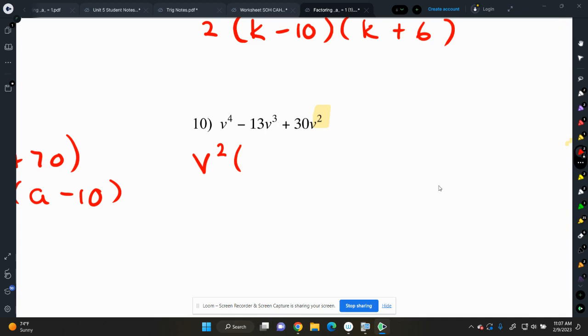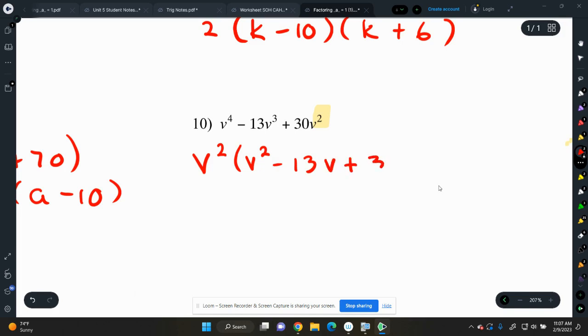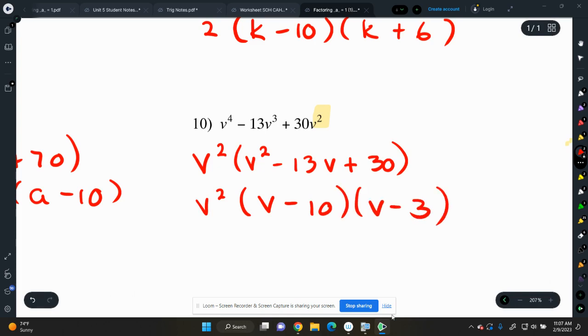Jacob, what's left? Okay. Minus 13v plus 30. Good. Plus 30. Excellent. Okay. Wyatt. How'd you factor that? Negative 10 and negative 3. All right. v minus 10, v minus 3. And we're done.